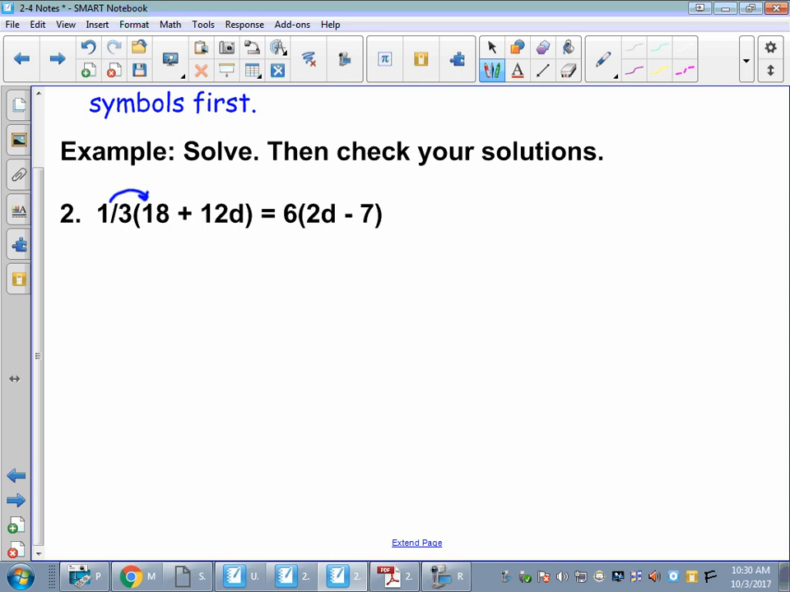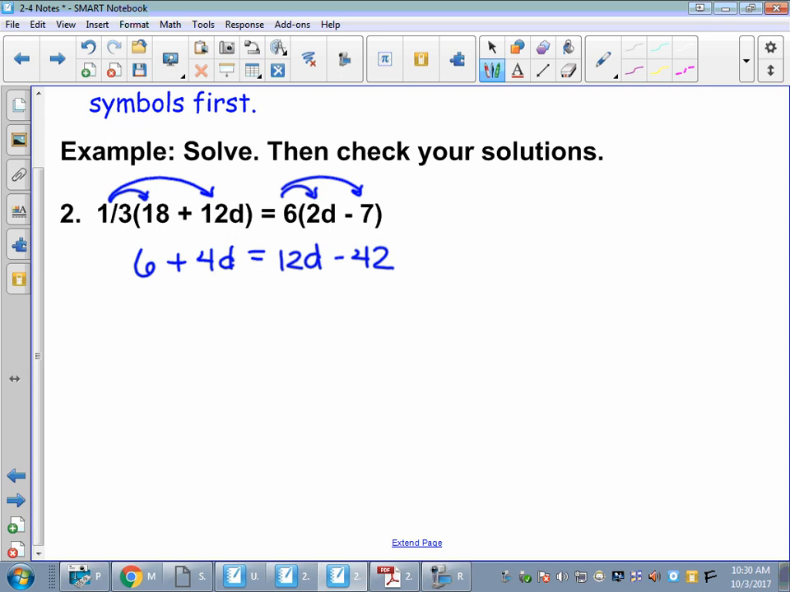It's the same thing as dividing by 3. I end up with 6 plus 4d. So I multiply both of those terms by 1/3. And then on the other side, I'm going to multiply both terms by 6. So I get 12d take away 42.